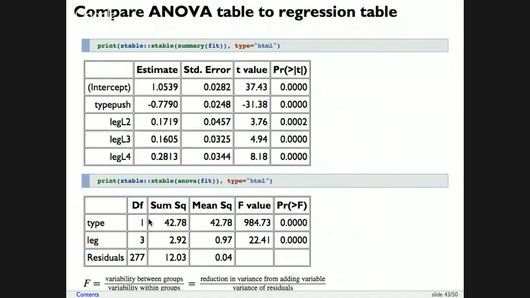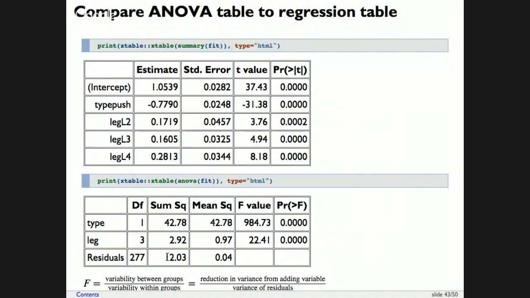And we have different information. There's no coefficients given for it. There's no estimates here, nothing to say how much the mean differs between pushing and pulling or between different pairs of legs. We just see this degrees of freedom of 1 for type and 3 for leg, corresponding to the number of coefficients that we fit for each of those. And then 2 new columns, sum square and mean square. And these have to do with the variance that we're analyzing.